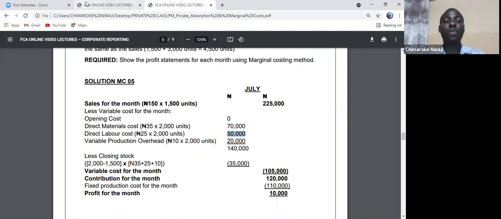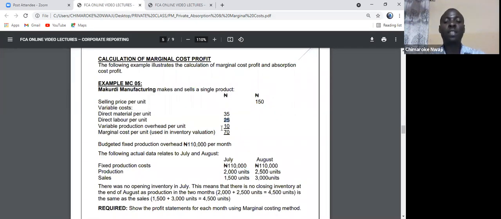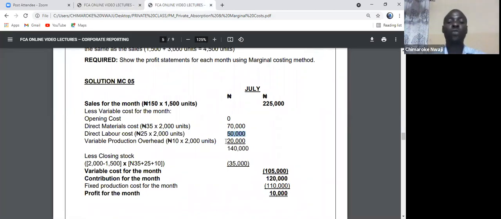Now coming to production overhead, we did 10 naira multiplied by 2,000. We have 20,000. So when we add everything here, we get 140,000. Now we want to deduct our closing stock. Remember, our closing stock is 500 units. How did we know? We produced 2,000 units, but we were only able to sell 1,500. So 500 units is left.